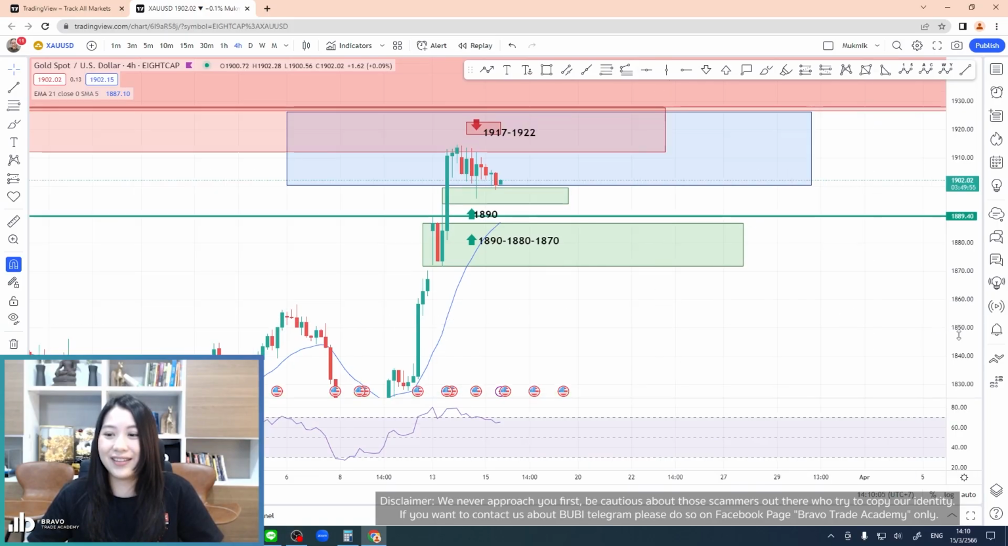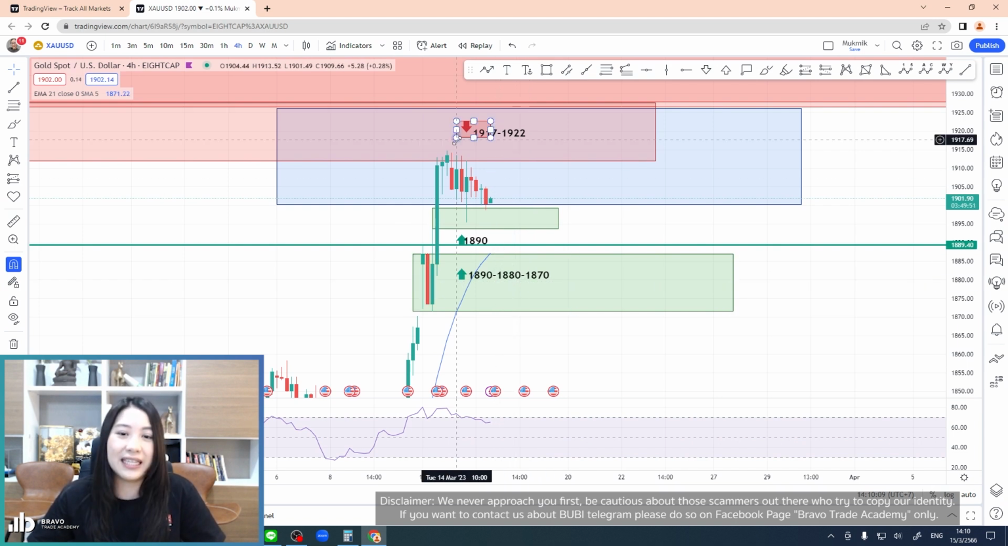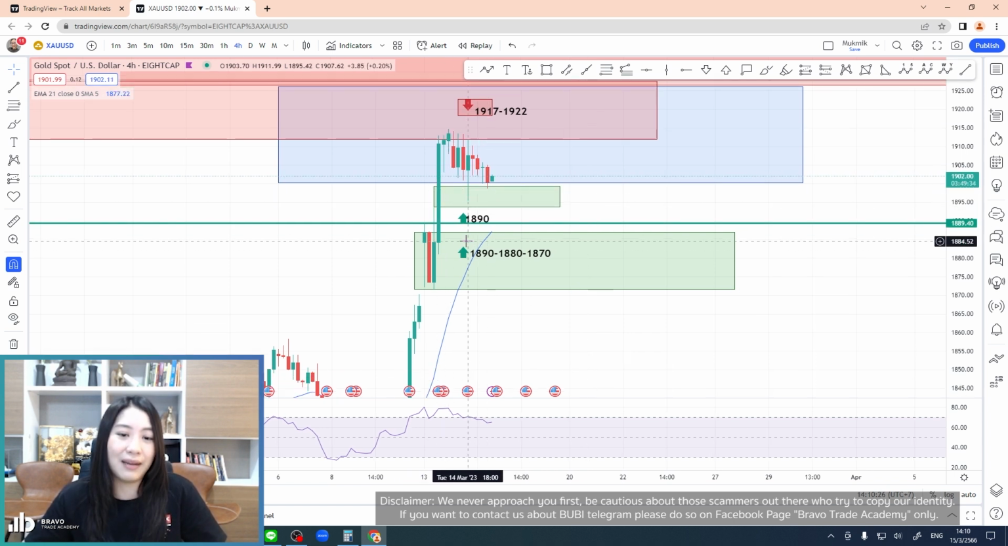So here we go. This was the plan that we had yesterday, which was selling gold at 1917, but the price did not really go there. It went up only to about 1914, so we missed around 300 points. So we will need to update this plan for sure. And for the buying plan, maybe it will stay the same.